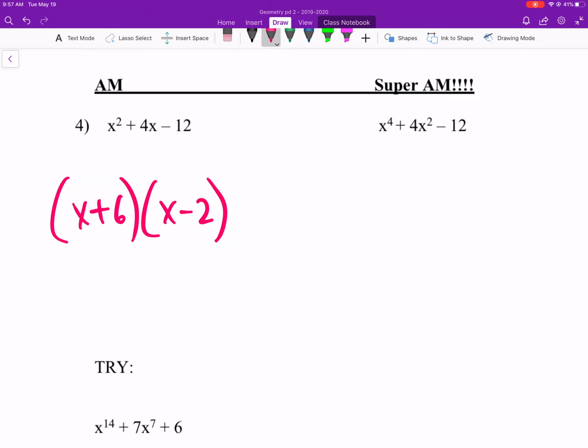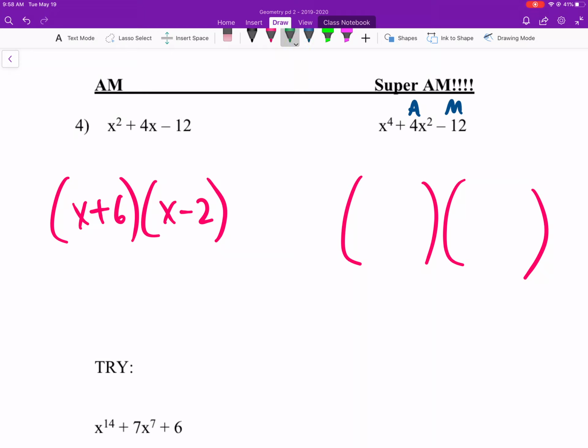Now, with super AM, it's a very, very similar looking problem. You see we have x to the 4th power plus 4x squared minus 12. The good news is it's basically the exact same thing. We need factors when you have this sort of setup with x to the 4th and then something x squared. We still need to be thinking about AM in terms of we need factors of negative 12 that are going to add to 4.